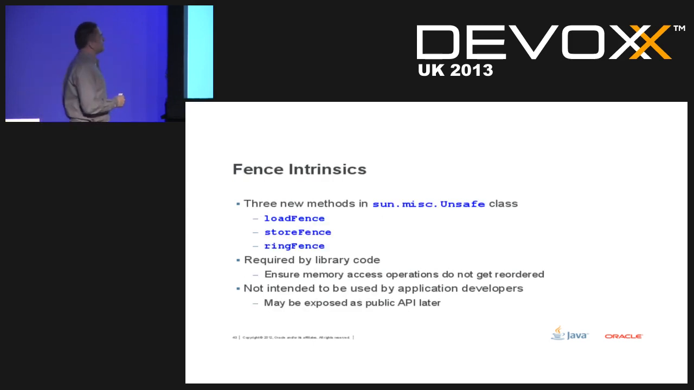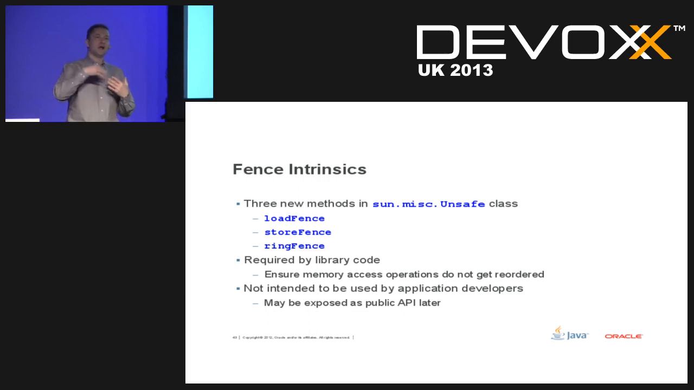Fence intrinsics, this is a fairly low-level thing, and for most developers you won't actually see any of this, but it's very useful from the point of view of library code. So for people who are writing library code, there is this lovely class, the sun.misc.Unsafe class. I always like things like Unsafe, like, don't use it, ooh. But it's actually to do with memory access. And so we've introduced 3 new methods there, which is load fence, store fence, and full fence.